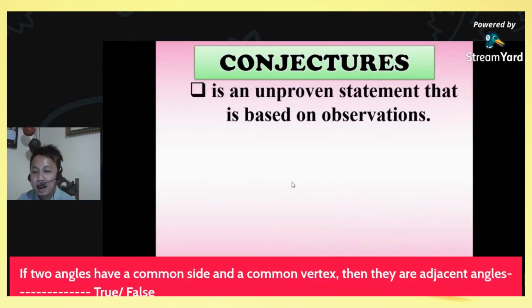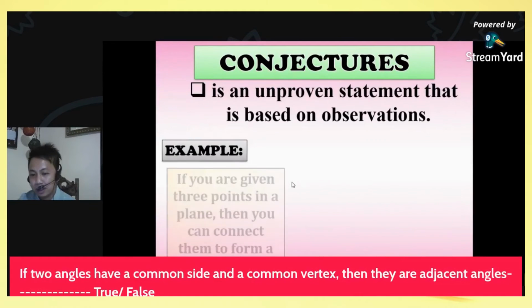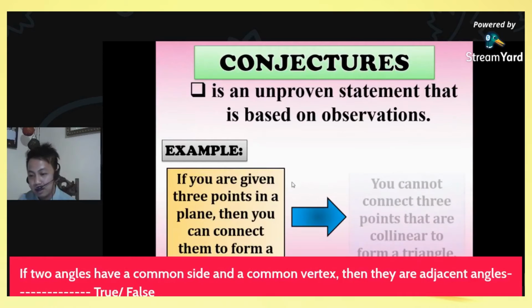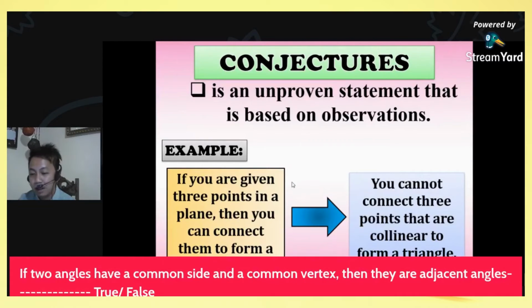Conjectures is an unproven statement that is based on observations. Example, if you are given 3 points in a plane, then you can connect them to form a triangle. You cannot connect 3 points that are collinear to form a triangle. When we say collinear points, points that lie on the same line.